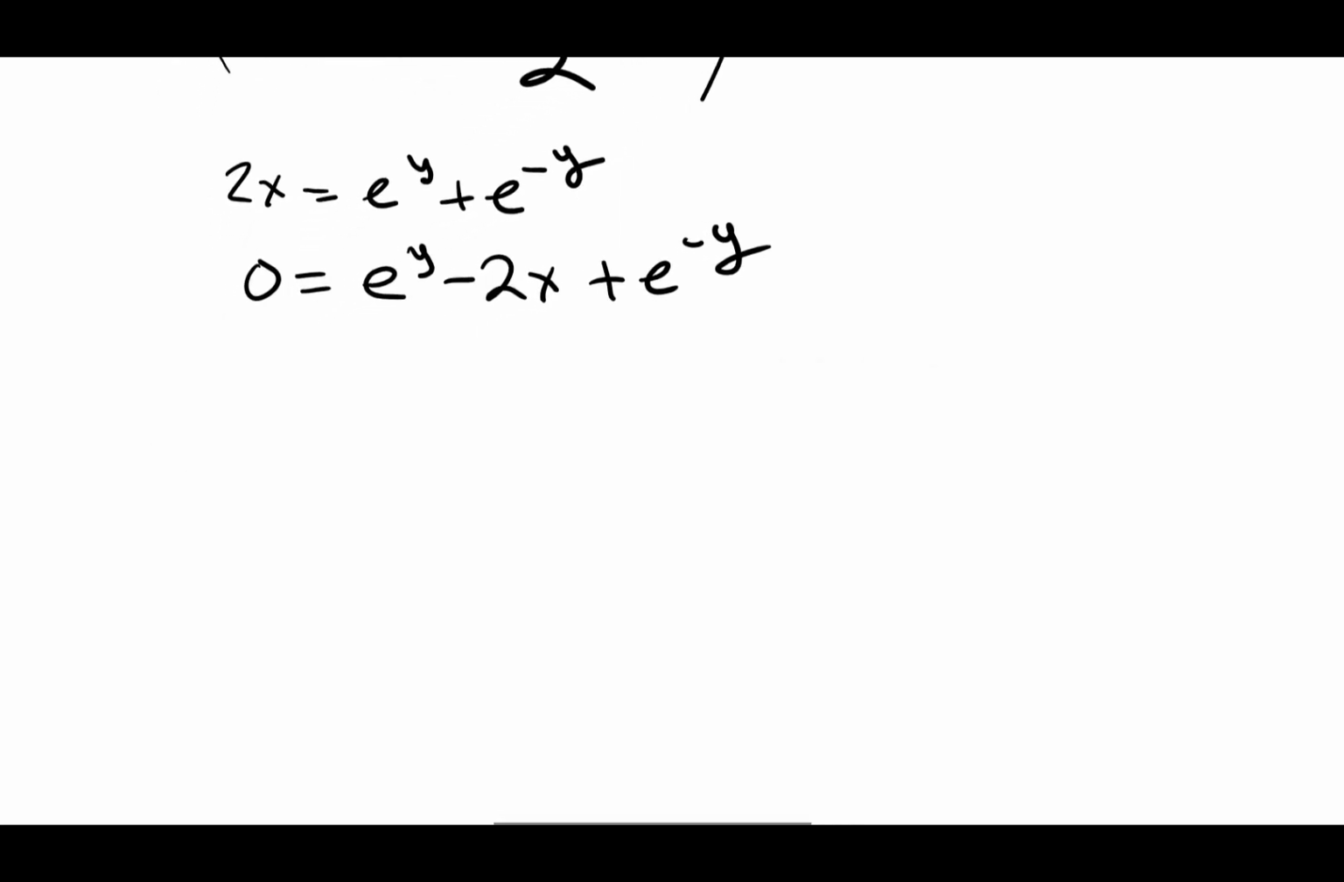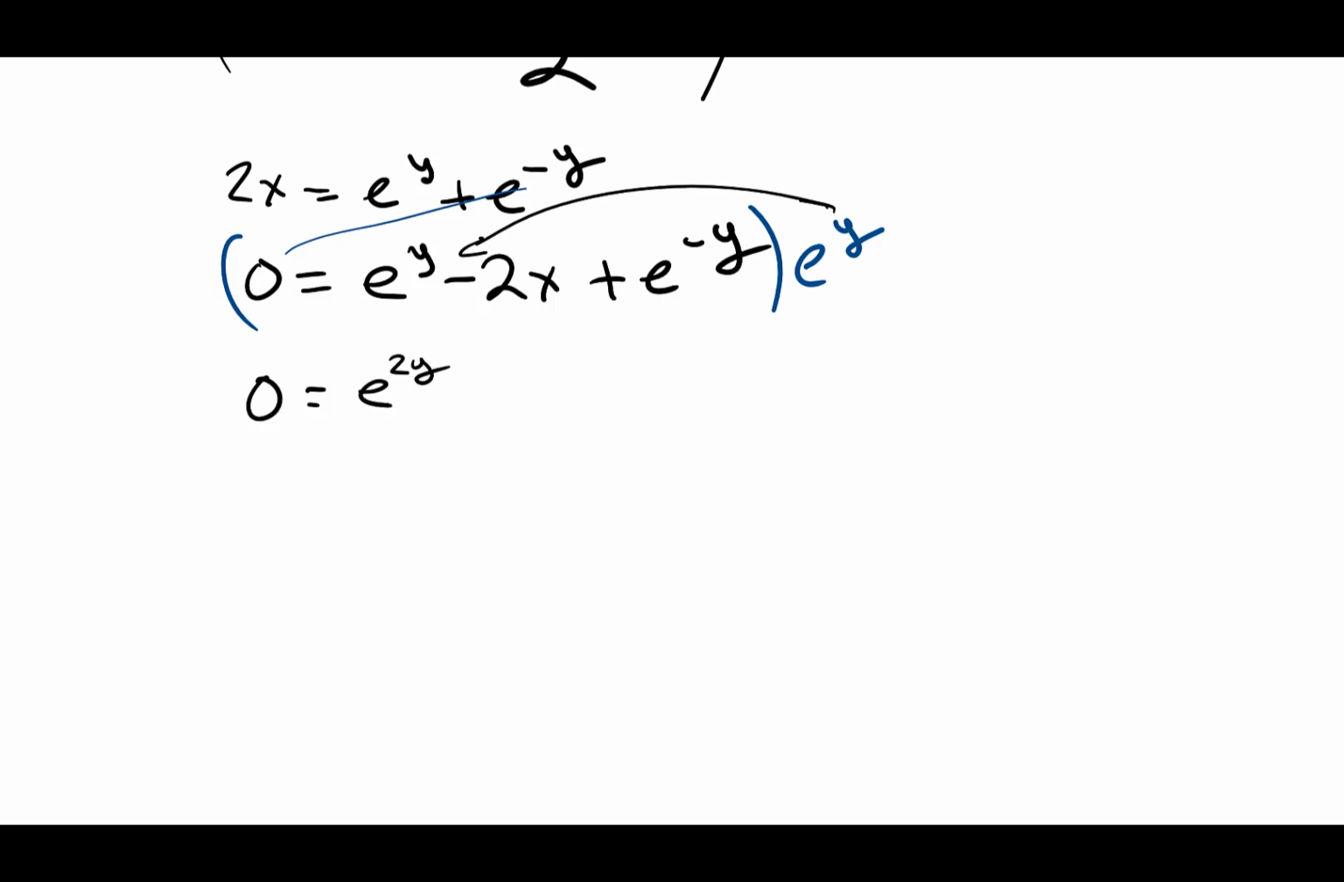We have this e to the negative y. We don't like it very much, so we're going to multiply both sides of this equation by e to the y, just so we can get rid of that e to the negative y, because that's 1 over e to the y. We don't want variables in denominators. That's bad. So we take our e to the y, we multiply it by 0, and that's still going to be 0. We take our e to the y and multiply it by e to the y, and once again, that's not e to the y squared, that's e to the 2y. Next, we have our e to the y times that negative 2x. And now we have e to the y times e to the negative y. That's just equal to 1.